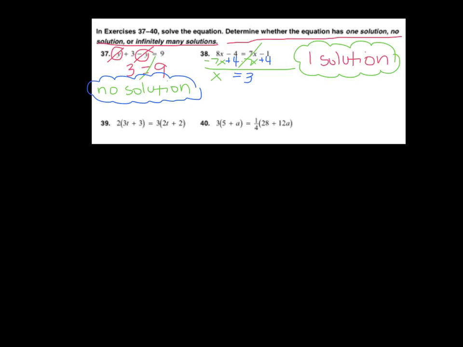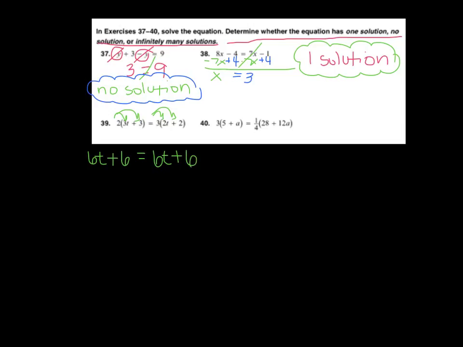So for 39, notice we have distribution on both sides here. So I'm going to start by distributing the 2. When I do that, 2 times 3t is 6t. 2 times 3 is positive 6. Then I need to distribute a 3 on the other side. Well, 3 times 2t is 6t, and 3 times 2 is 6.